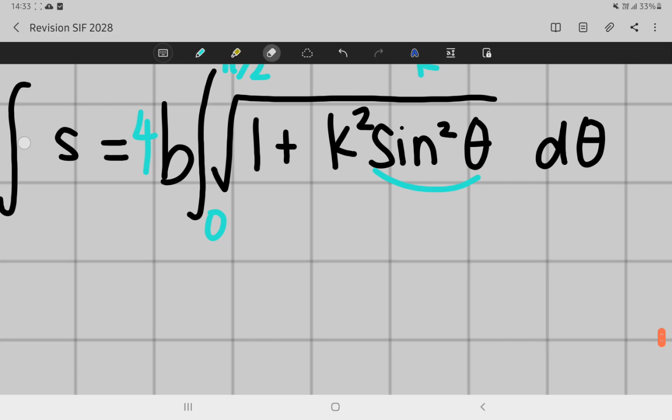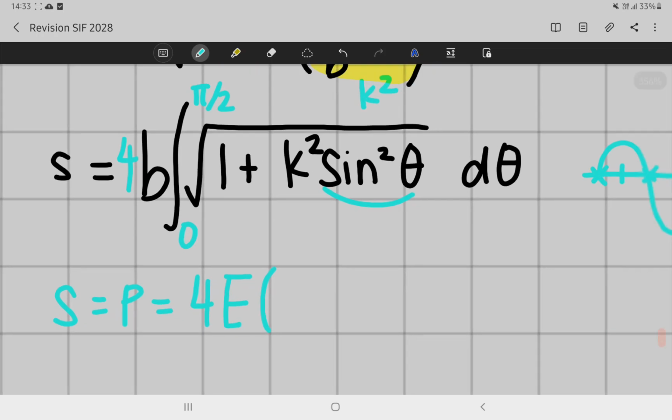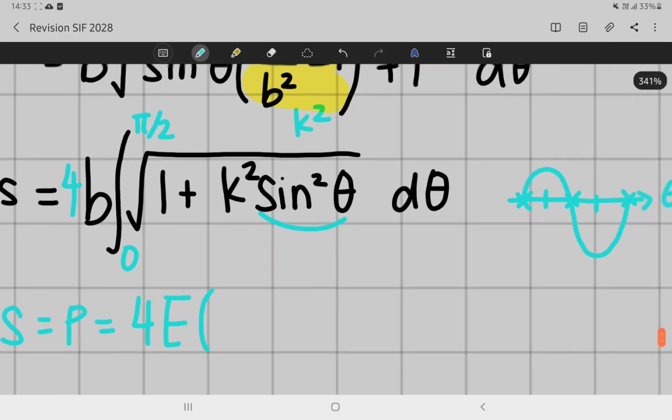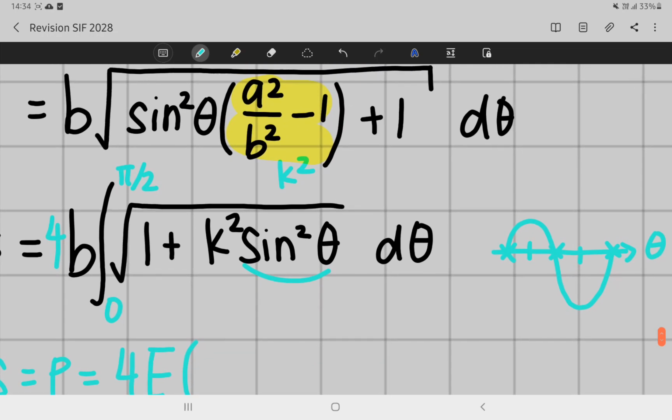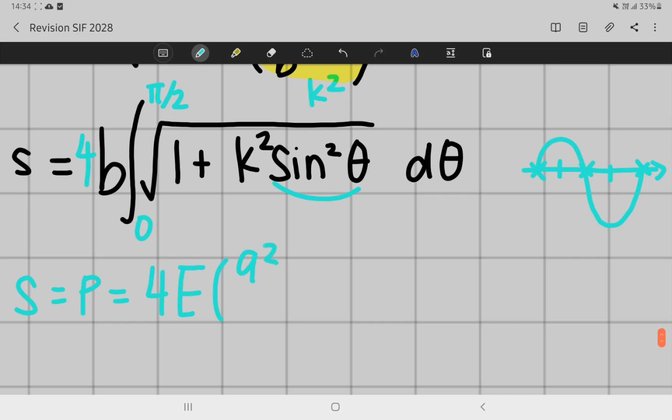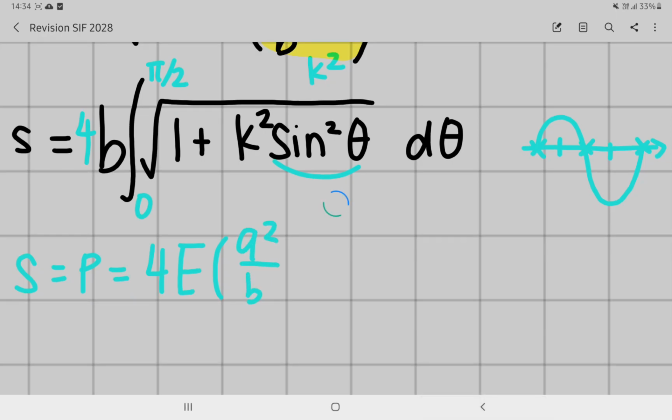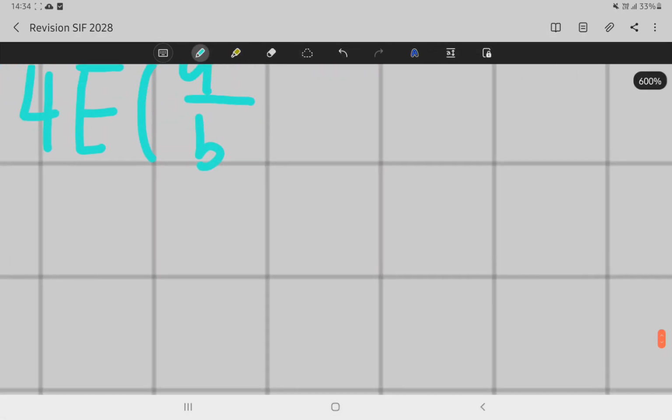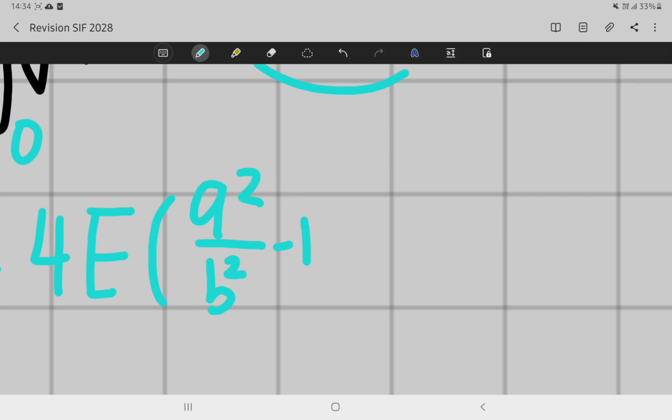Okay, so this is becoming the S, and S, or the perimeter, is basically 4 times the elliptical integral of the first kind, E of K, where K is the square root of A square minus B square over B square... sorry, A square over B square minus 1, times pi over 2.